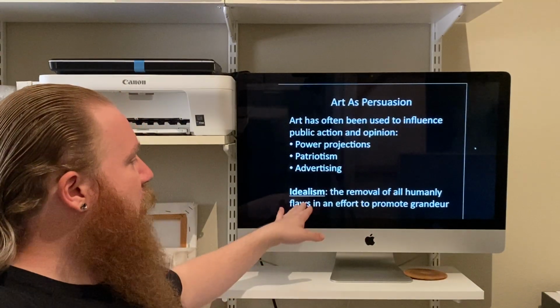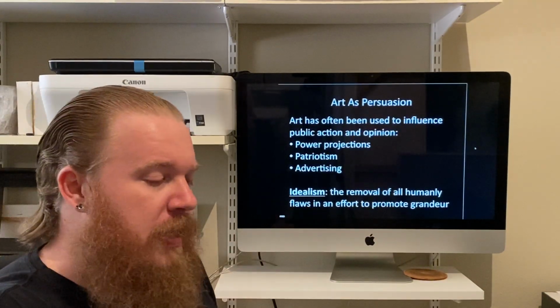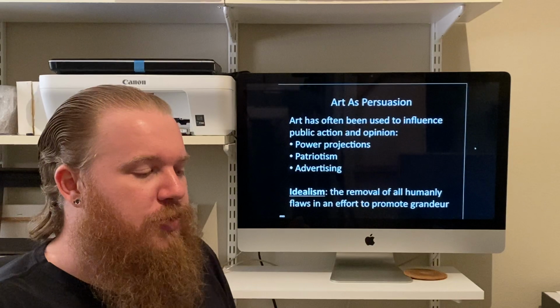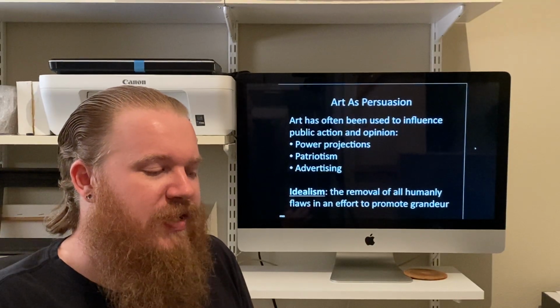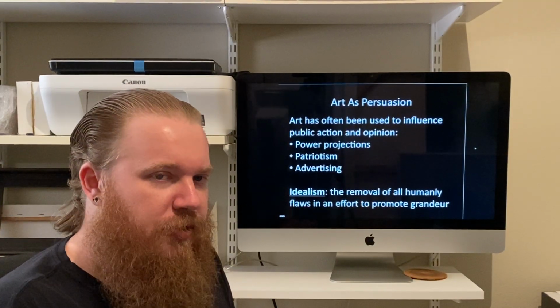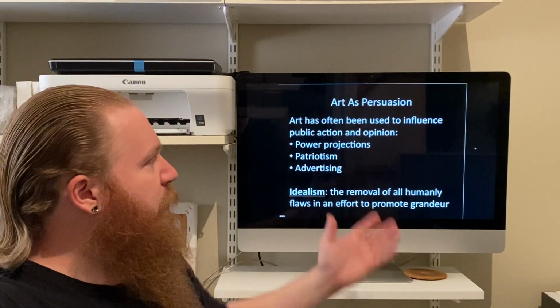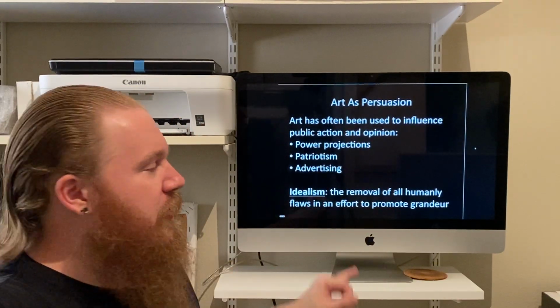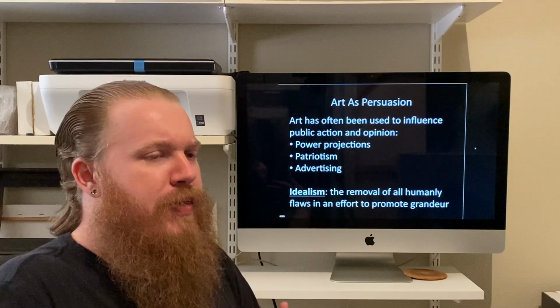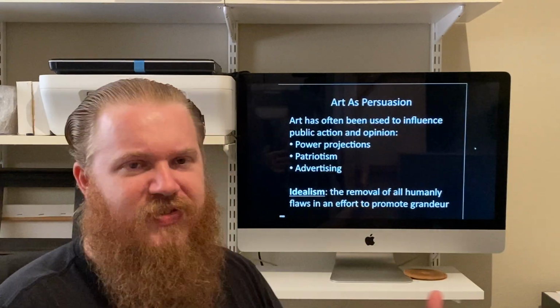But it's usually promoting this sense of idealism. And in that regard, we're referring to the removal of all human flaws in an effort to promote grandeur of some kind. And in the world of persuasion and propaganda, it's usually being used to convince us that we are better than they in some way.